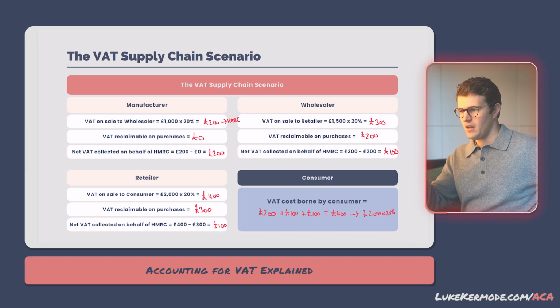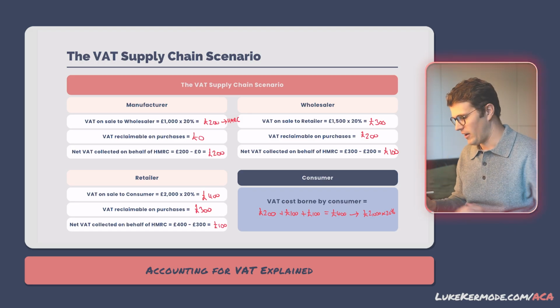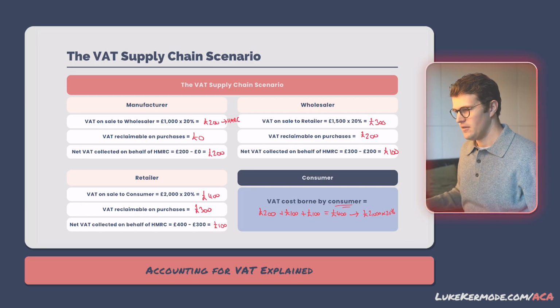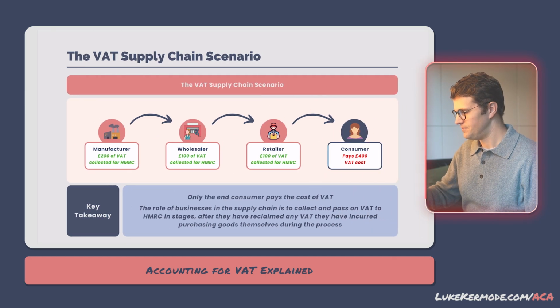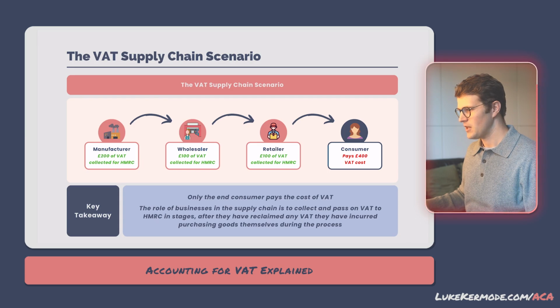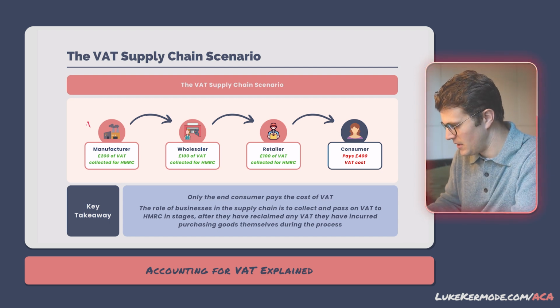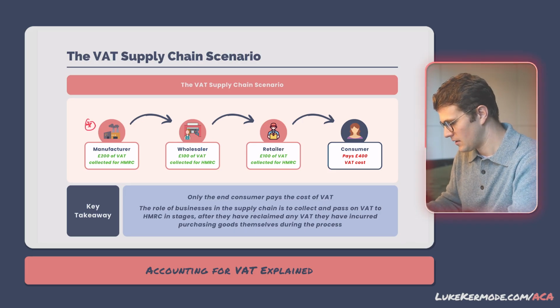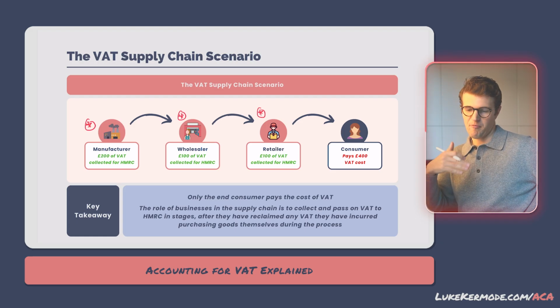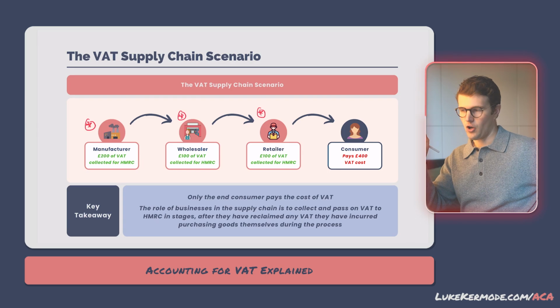Everyone else in the supply chain is recovering the VAT that they paid, so it's the end consumer who's ultimately bearing the £400 tax charge. So again, let's summarise the VAT movement through the supply chain. The manufacturer collects £200 for HMRC, the wholesaler collects £100, and the retailer collects £100. Together they've passed on £400 of VAT to HMRC, but that's not at a cost to themselves.